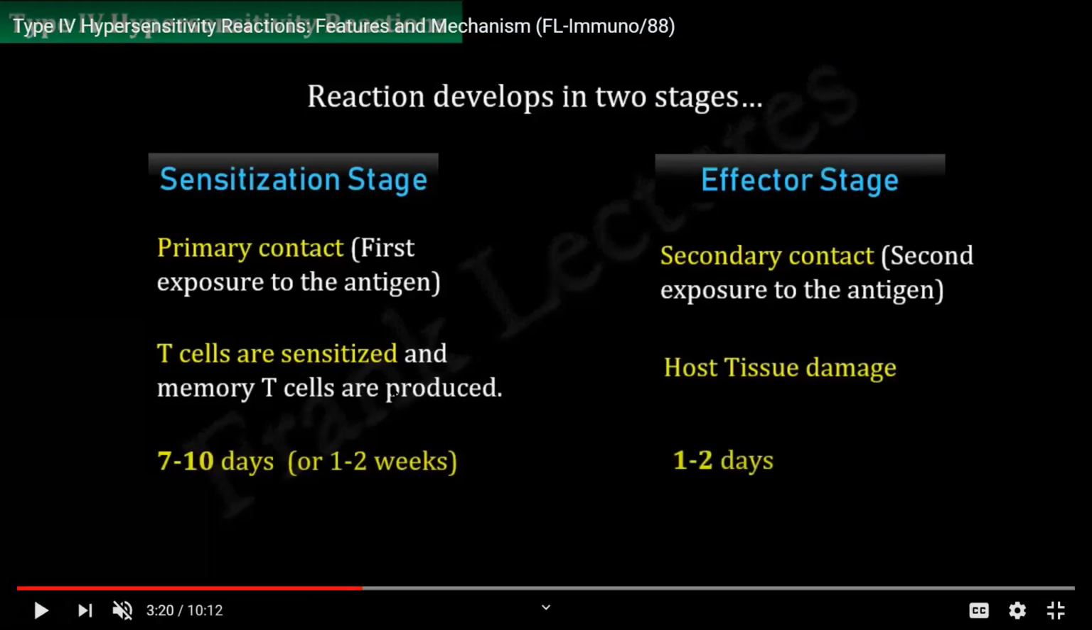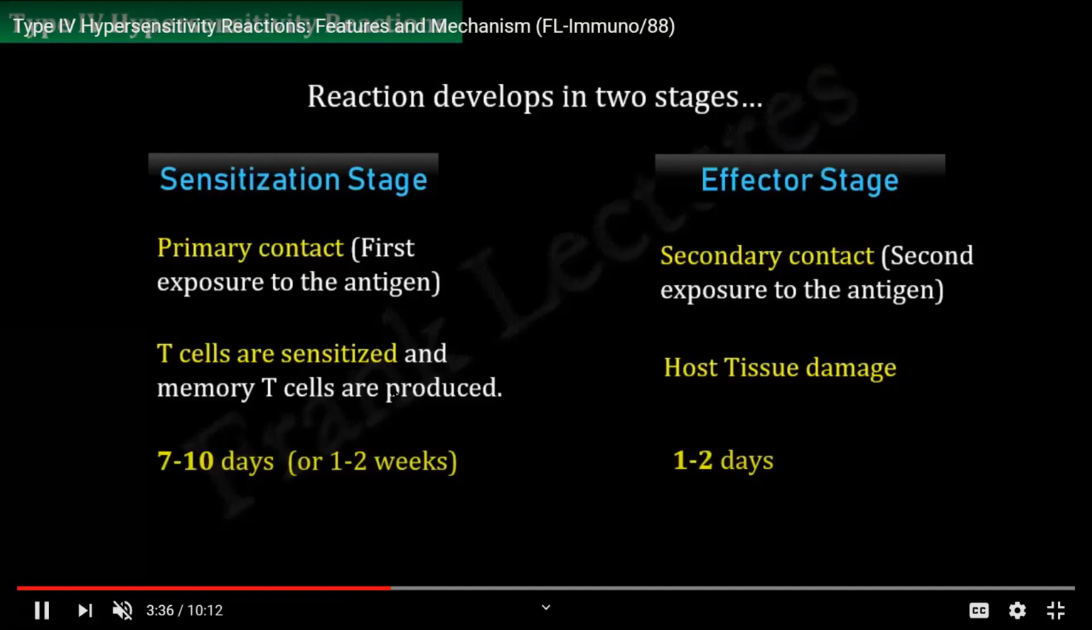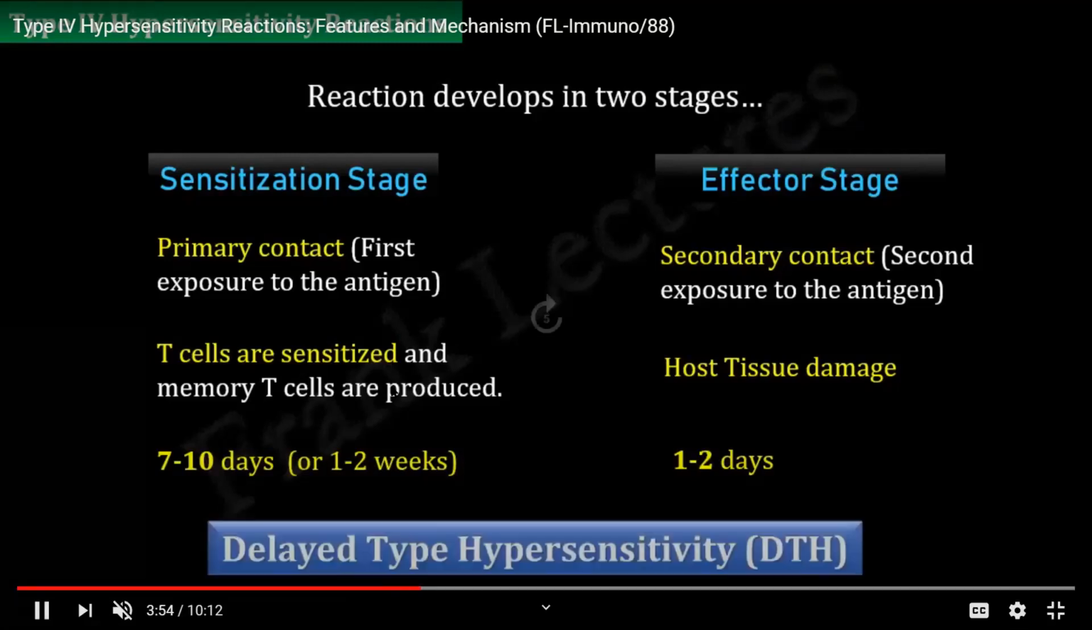Next is the effector stage. That is the second time the host comes in contact with the same antigen, the second exposure, known as the secondary contact. Since the memory cells are already produced in the body, the reaction is seen within a very short span of time, within 1 to 2 days. Tissue damage occurs because the memory cells are already present and ready in the host. So once the antigen enters, the tissue damage is seen immediately. That is how this reaction develops in two different stages.